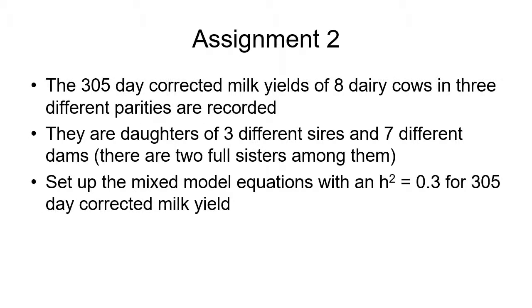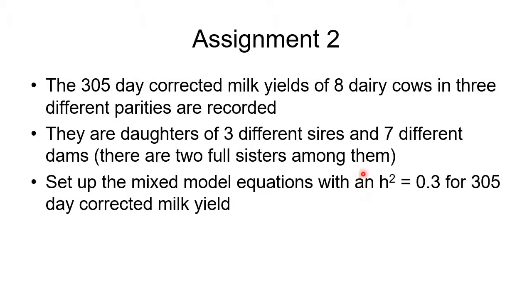That then brings us to assignment 2, and assignment 2 is the example of 8 dairy cows in 3 different parities. Parity 1, so that's the first calvers, parity 2, and parity 3. First calvers, second calvers, and third calvers. So 8 dairy cows in those 3 parities, and this is a 305-day corrected milk yield of those females, and we want to predict breeding values for them and for their parents. They are the daughters of 3 different sires and 7 different dams. So you will have some full sisters among them.